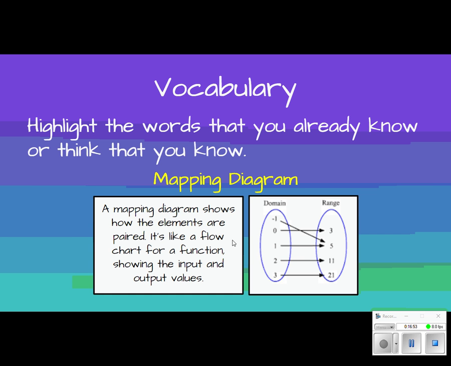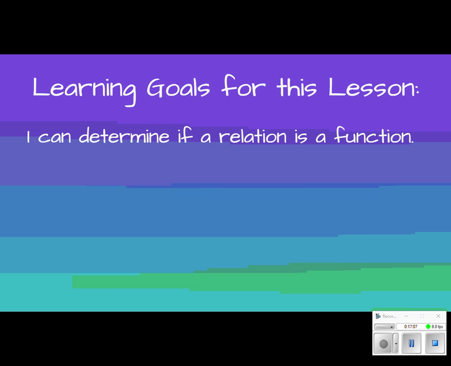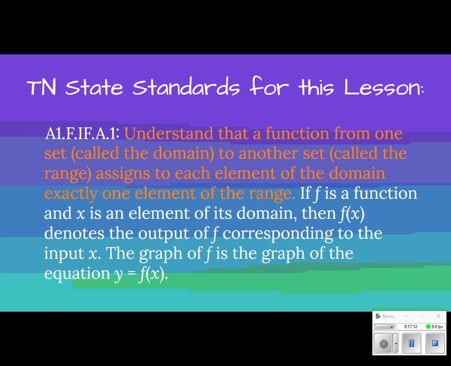Mapping diagram shows how the elements are paired. So this is a mapping diagram. We're going to look at several examples of a mapping diagram, and it's basically just a way to show that you have a relation. All right, so your goal is to determine if a relation is a function by the end of the lesson. And this is our standard. Now we're only going to do part of the standard. We're just going to understand how a function is built from a set of domain and range values. And then we're going to look later on about how to graph them and how to state the domain and all of that kind of stuff.